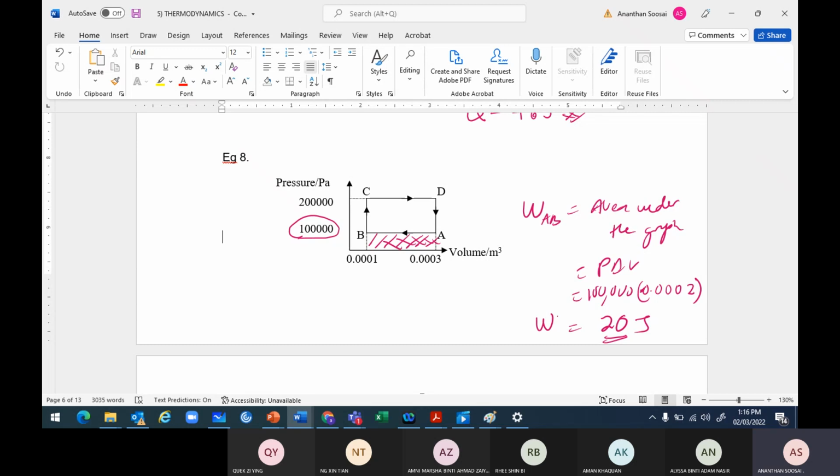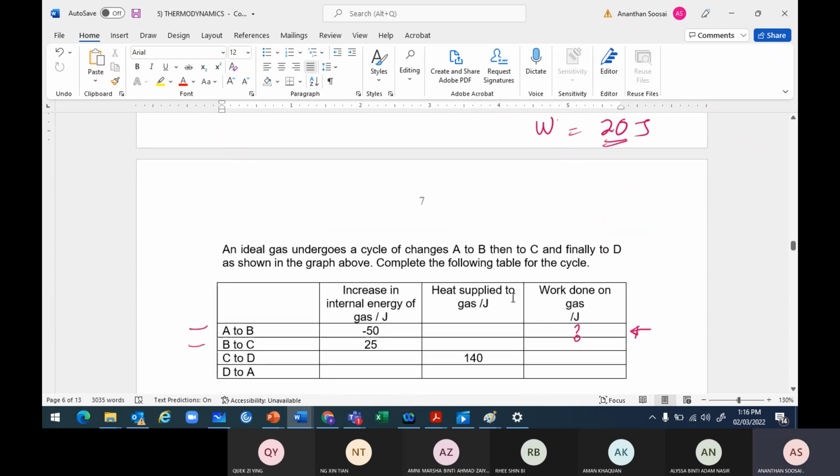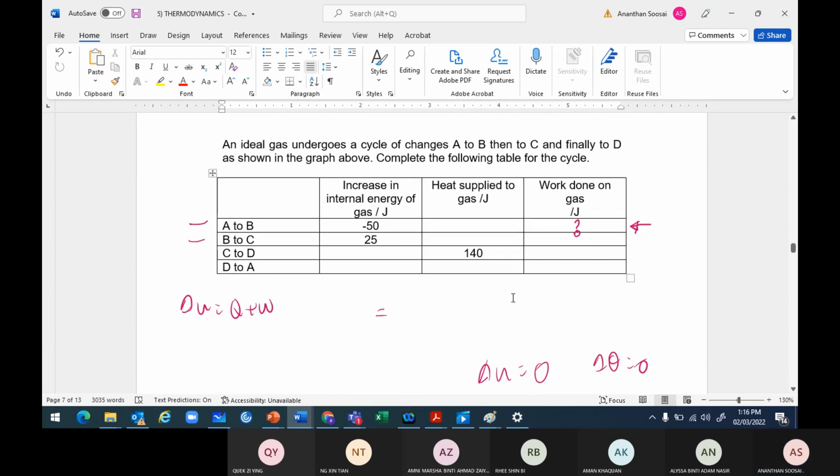But be careful. Is it positive 20 or negative 20? Is it compressed or expanded, A to B? A to B, the gas has been compressed, right? When the gas is compressed, there is a chance for the internal energy to go up. So it gives a positive effect to the internal energy. So is the work positive or negative? Compress is positive, right? So of course this should be positive 20 joule. The work is positive 20.